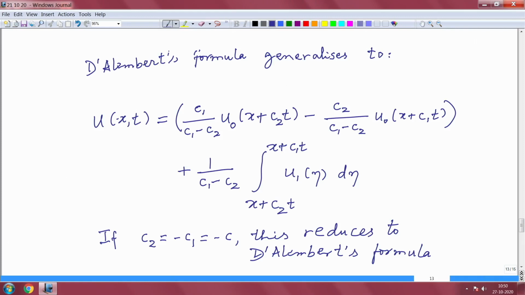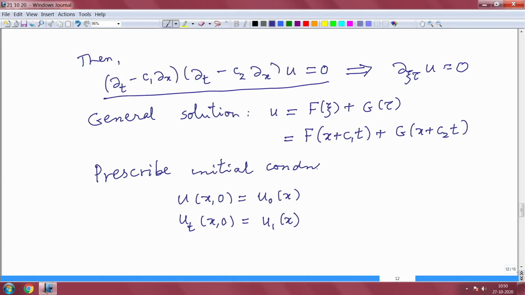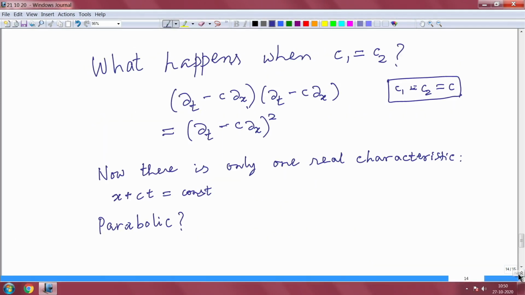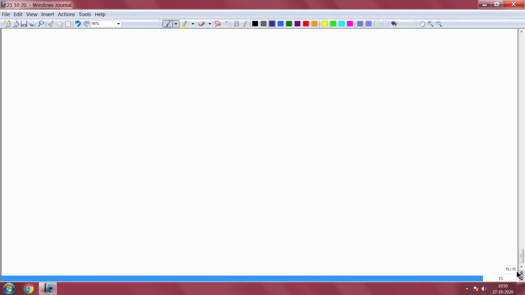And now we ask the question, what happens if C1 equal to C2? Okay. So, before coming to that, let me just mention one more important property of the wave equation. This is called the characteristic parallelogram property, which we are going to use later. In fact, this property characterizes the wave equation, as we shall see.